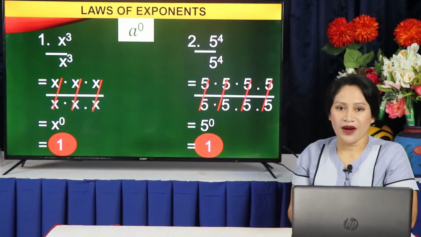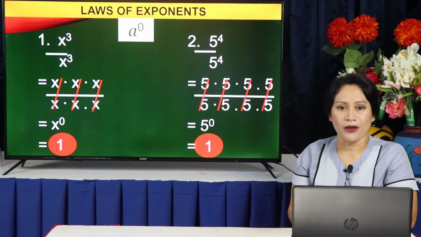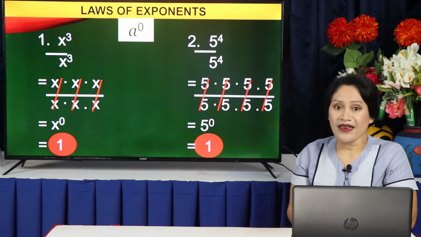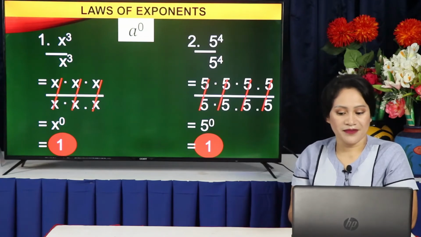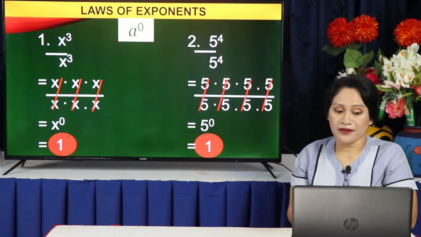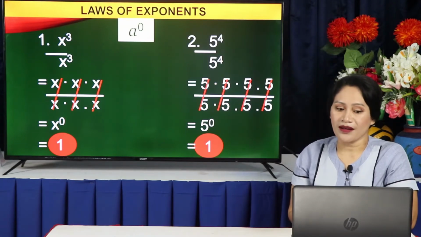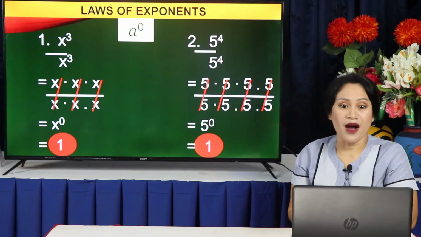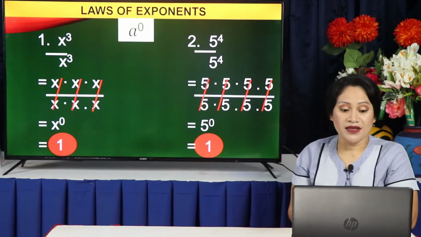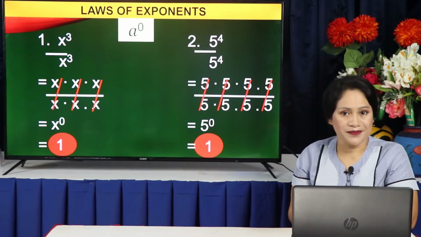Now, for the last one, we have a to the power of 0. Observe again and notice that the bases are the same. What did you observe with a to the power of 0? Example number 1. X to the power of 3 divided by x to the power of 3 becomes x to the power of 0. And eventually, it is equal to 1.